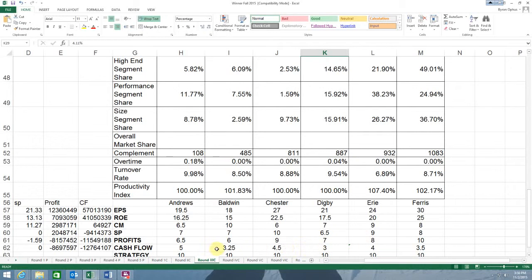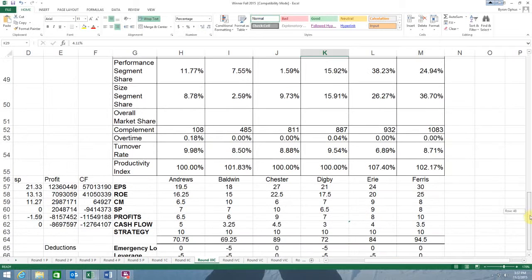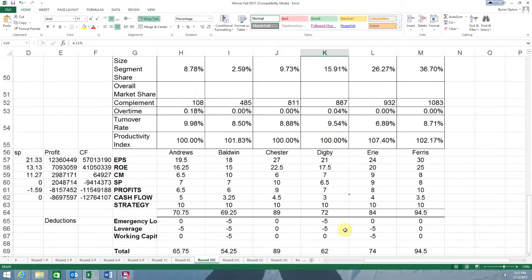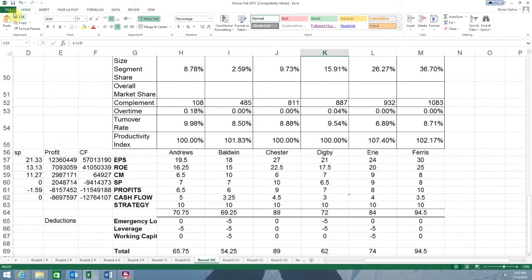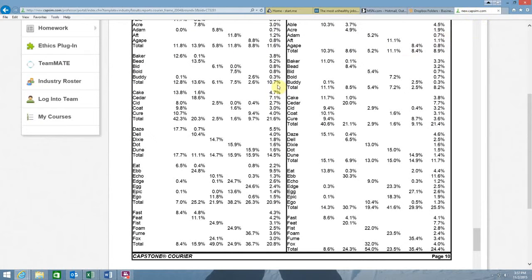Cash flow, actually the best cash flow was Andrews. Again, converted all that inventory, or a bunch of inventory anyhow. I think they still have a bunch, but better than they were. And strategy, no changes there. We did have deductions for a lot of teams except Chester and Ferris. So Team Ferris, our computer team, came out on top, but Team Chester came out on top in terms of our student team. So congratulations to Team Chester. You guys get an A for the round and don't have to do the assignment.